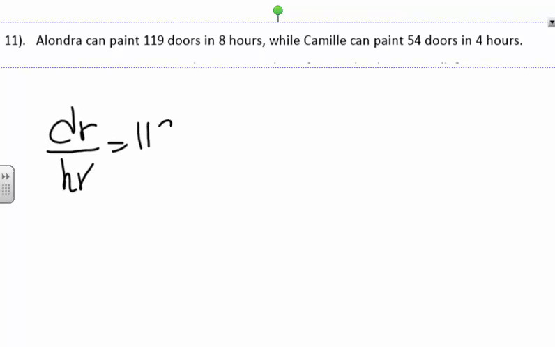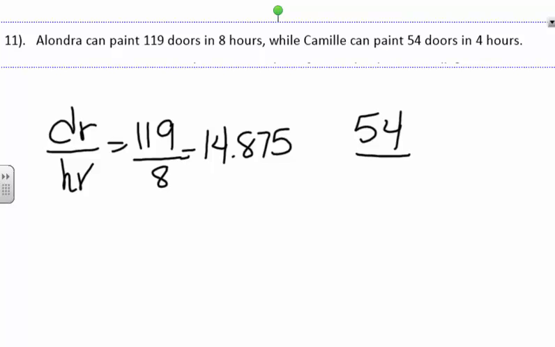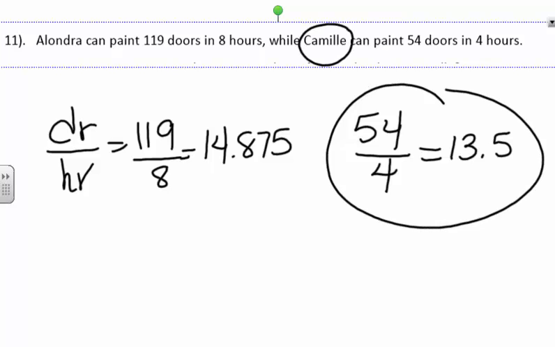So we have 119 doors for 8 hours. That gives us 14.875 doors per hour. And then we have 54 over 4. And that gives us 13.5 doors an hour. So who does the fastest, or who does the most doors? Then that has to go to Camille. Camille wins this competition.